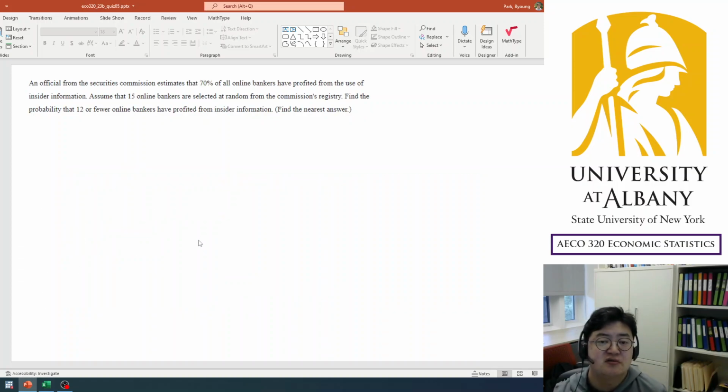Final question, which is a similar question. An official from the Securities Commission estimates that 70% of all online bankers have profited from the use of insider information, which is inappropriate. Assume that 15 online bankers are selected at random from the Commission's registry. Find the probability that 12 or fewer online bankers have profited from insider information.